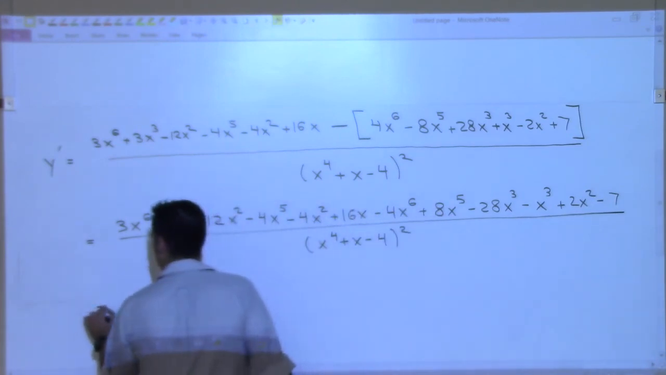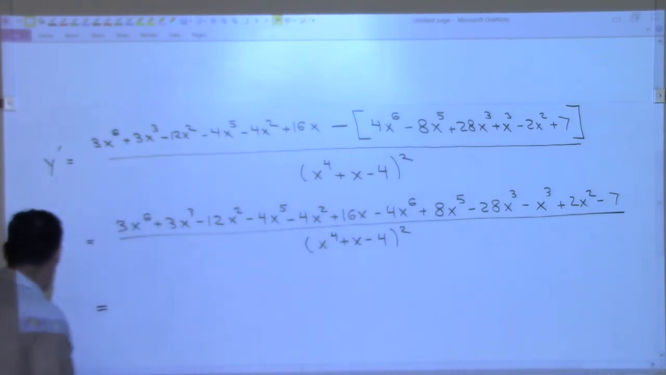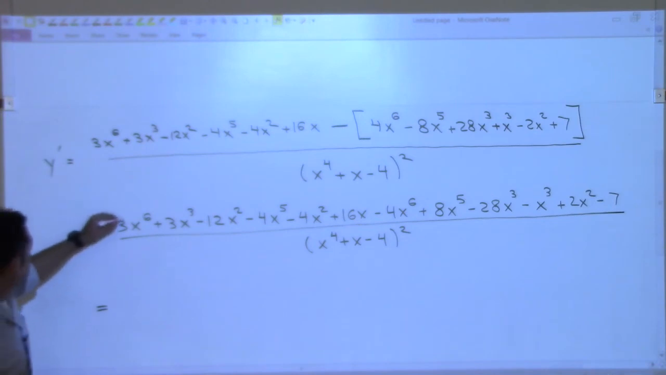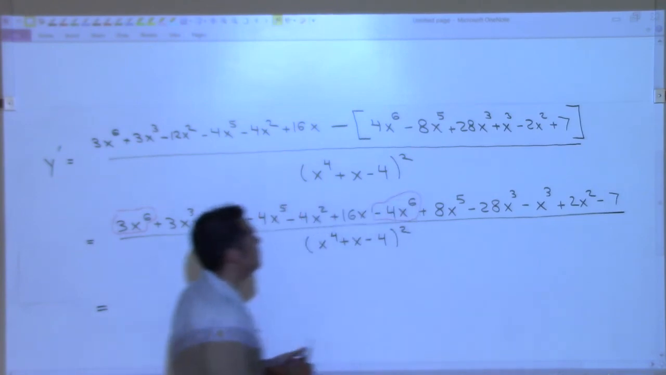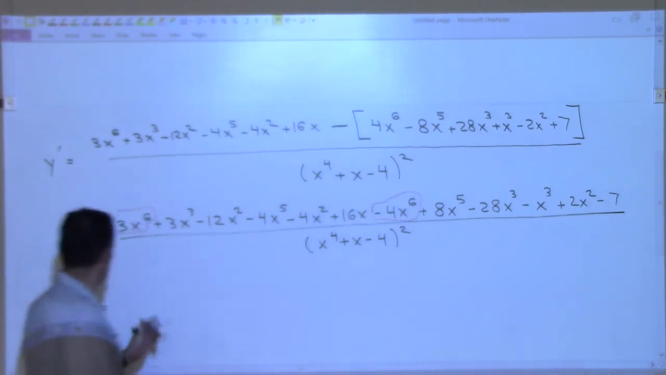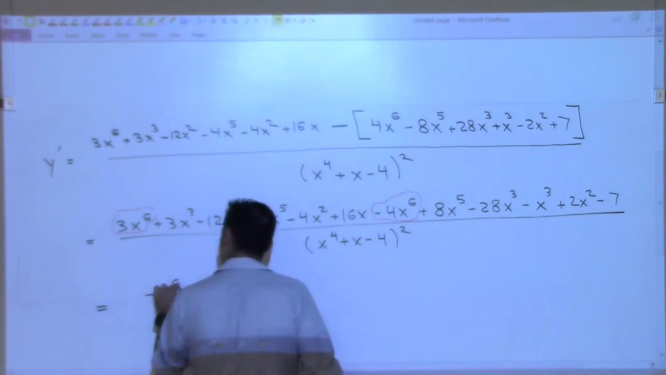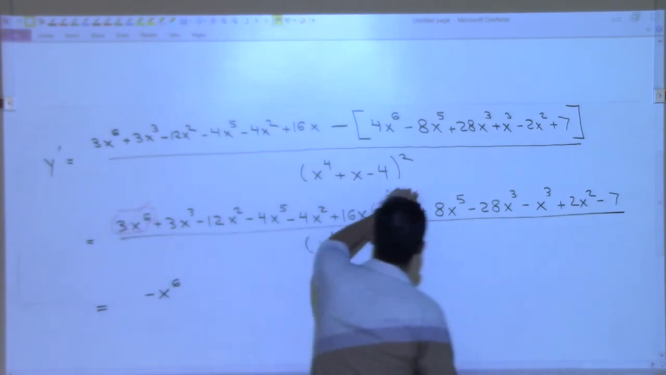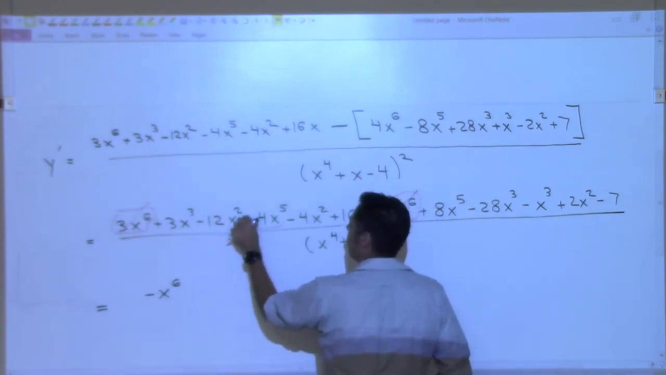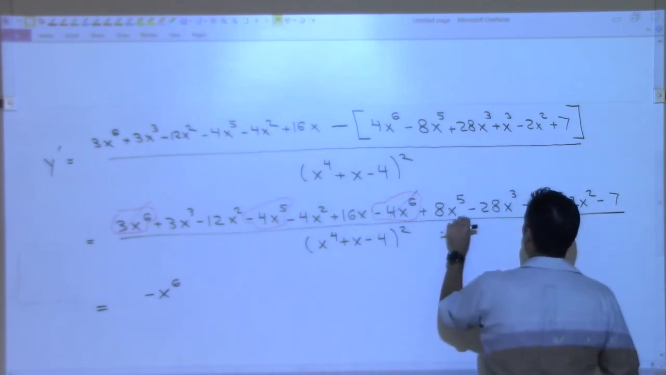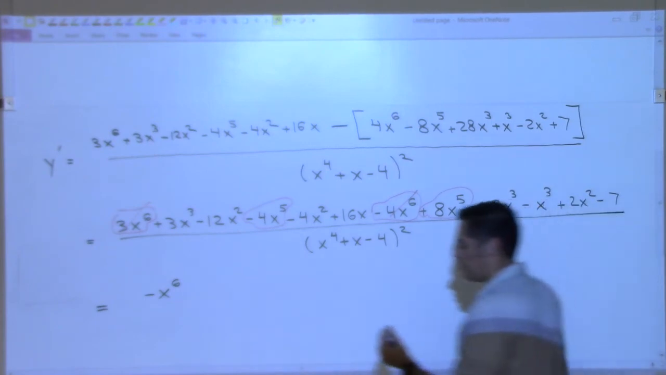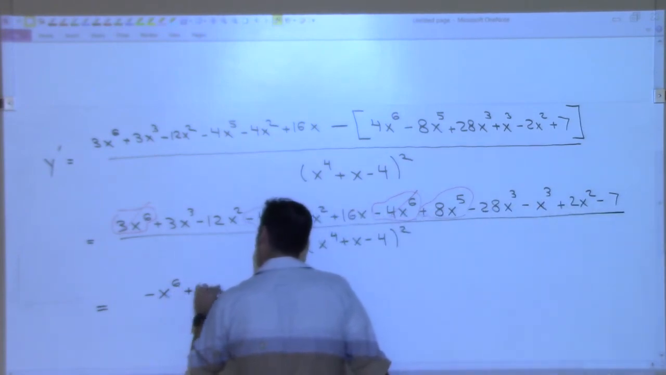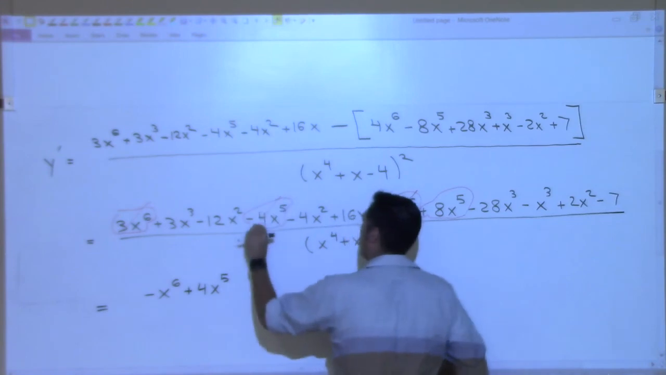Let's start out with the highest power of x, which I see is x to the 6th. We have 3 of them there, and we've got minus 4 of them there, right? So we'll have minus x to the 6th. Okay, x to the 5th. Got that one. I've got that one, right? So how many of those? 4 of them, so plus 4x to the 5th. Okay, took care of those.